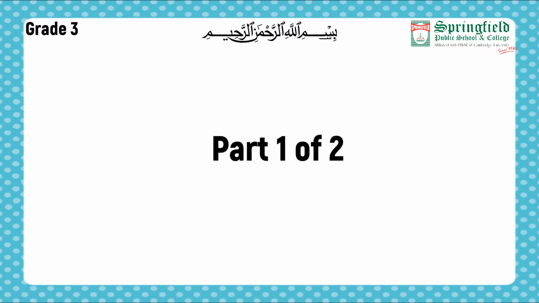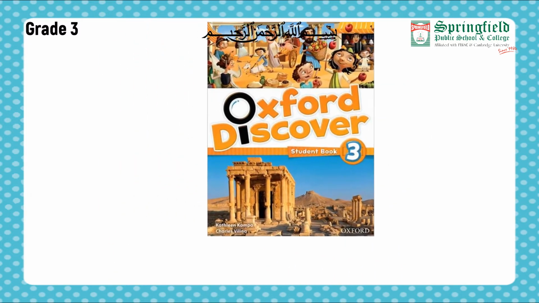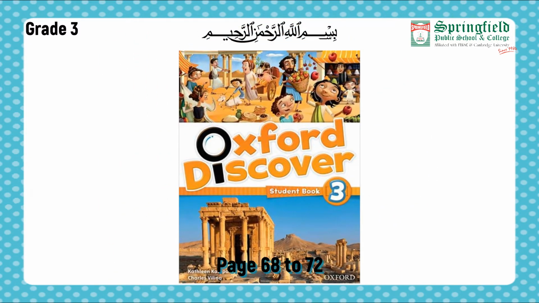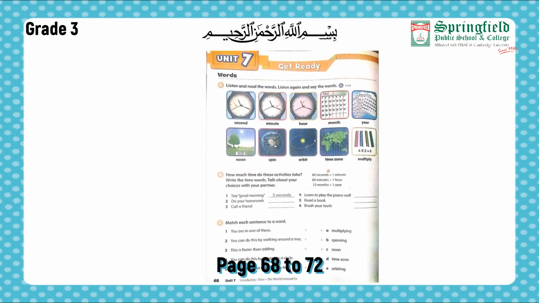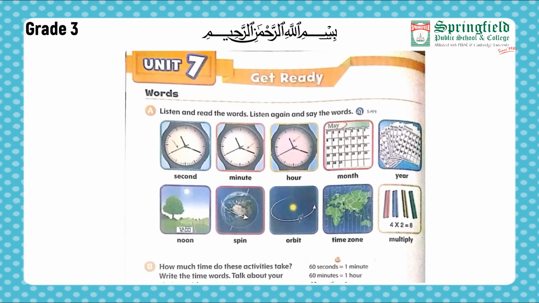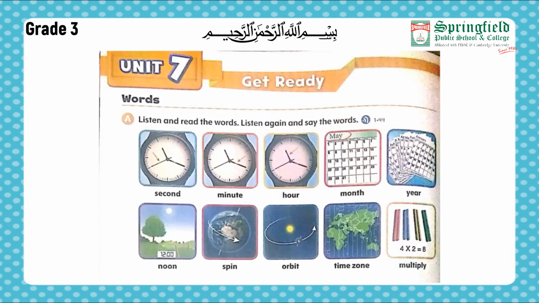Now, first of all, moving towards our Oxford Discover student book, page number 68, Unit 7, Get Ready. As you can see in part A, we have been provided with a word list. Now what you have to do is to listen to the words and read them after me. Part A. Listen and read the words. Listen again and say the words.